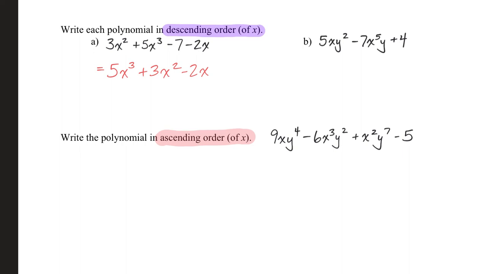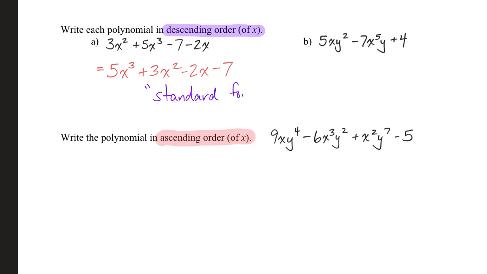And what has to come at the end is my constant, because I know if I was to include a variable, it would have to have an exponent of 0 on it. There are 0 x's in that constant. There we go. So if you have that, then you have rearranged that polynomial and you have written it in descending order.